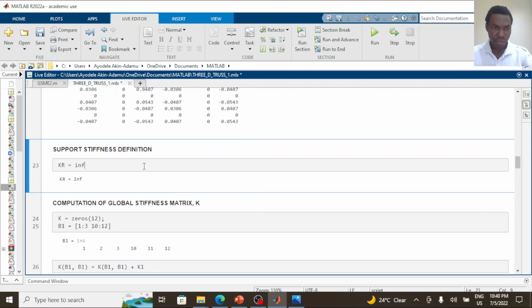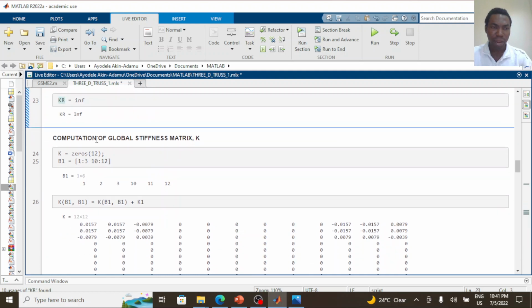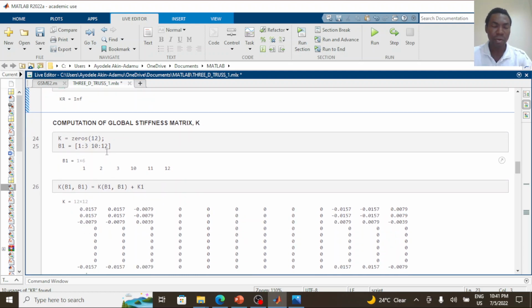Once you have done this, we should also define our stiffness for the support. The procedure I want to use to solve this problem is the penalty approach. And I'm assuming my support stiffness is infinity, a very large value. So let KR represent that infinity value. So this KR is representing the stiffness of my support. That's what this line of code is doing. KR equals infinity. This is the stiffness of my support, which I'm going to apply to my global stiffness matrix when I assemble it.